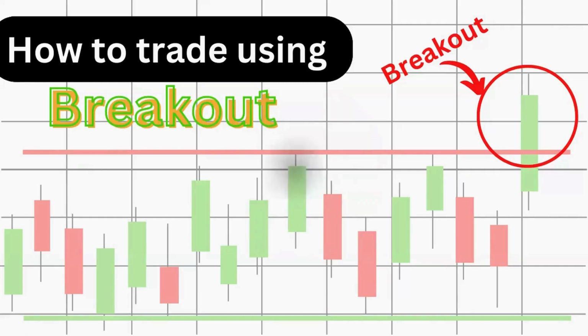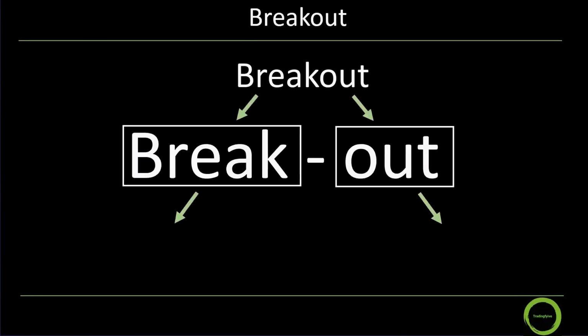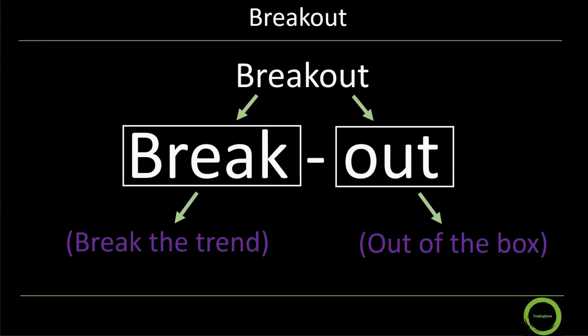So let's start with breakouts. Now what is this breakout? If you break down this word into two parts, you get break and out. Over here, the word break means to break the trend, and the word out means out of the box. We know that a box type pattern is formed when the price of a stock is in a sideways range. So this breakdown can help us simplify the meaning of breakout: whenever the stock breaks the sideways trend, it is called a breakout.